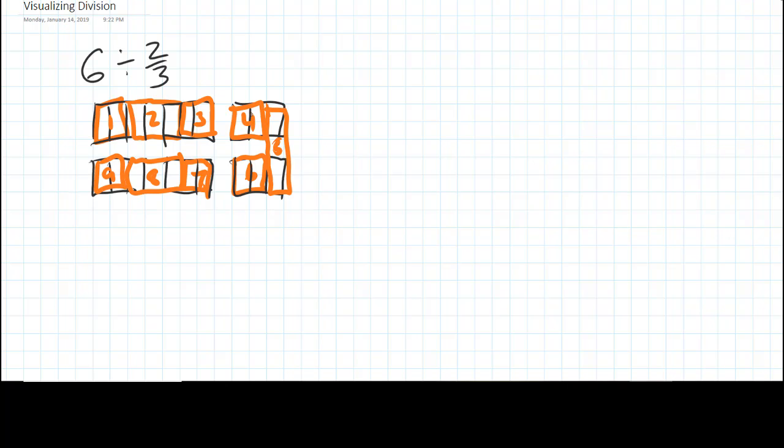Hopefully we could see that somewhat clearly. So 6 divided by 2/3 is 9. We have 9 equal groups of 2/3. Okay, so that's one way to see it. We have 9 groups of 2/3 in 6.